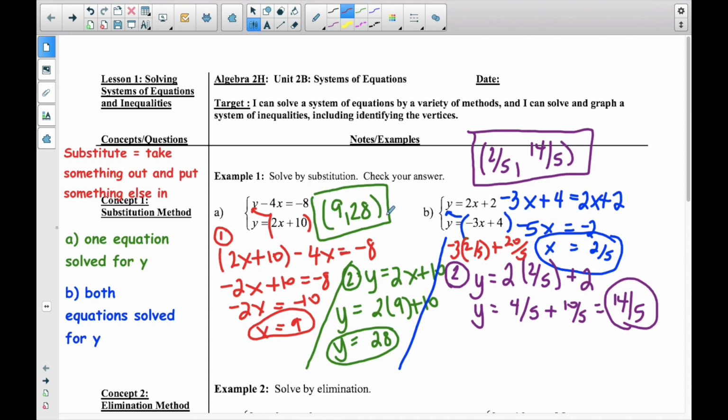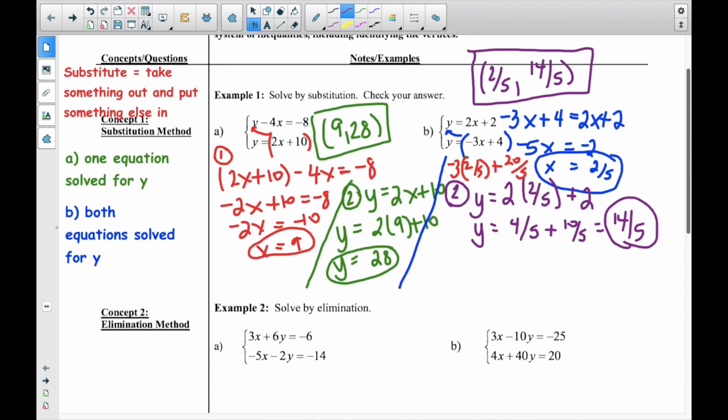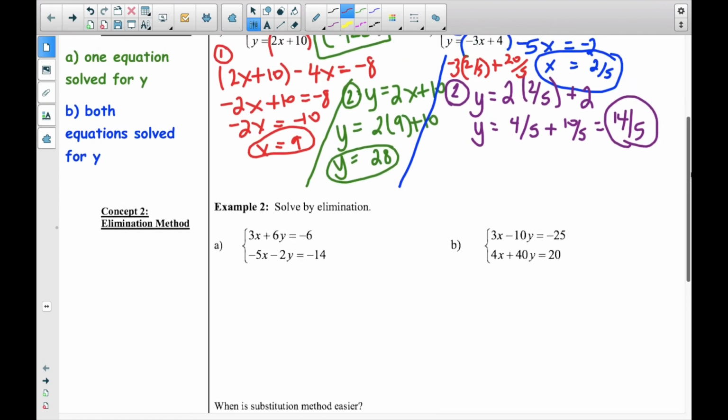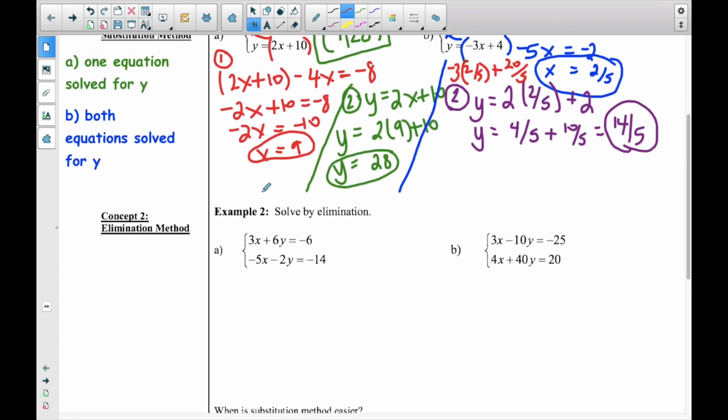So both of these methods are very, very similar. Both of them, you want to check your answer to make sure you're doing it correctly. That is solving by substitution. Let's talk about solving by elimination. A lot of people, after they do all this work for substitution, think this is a really long process. And I agree, it is.